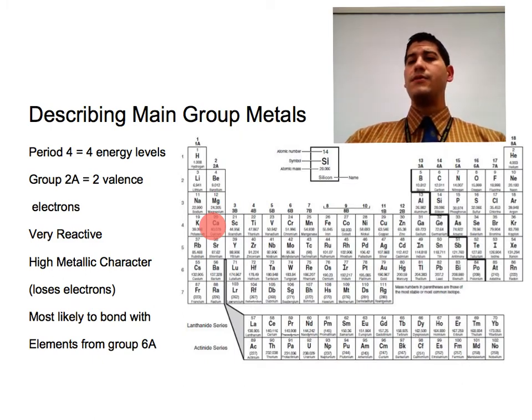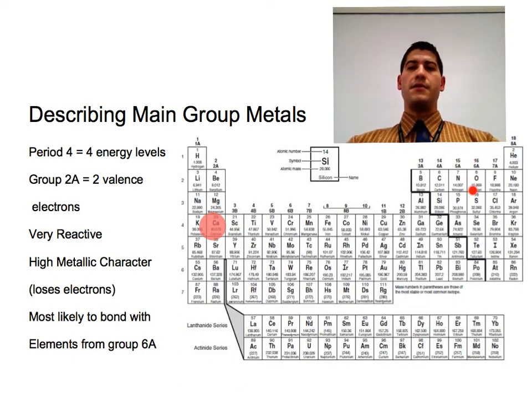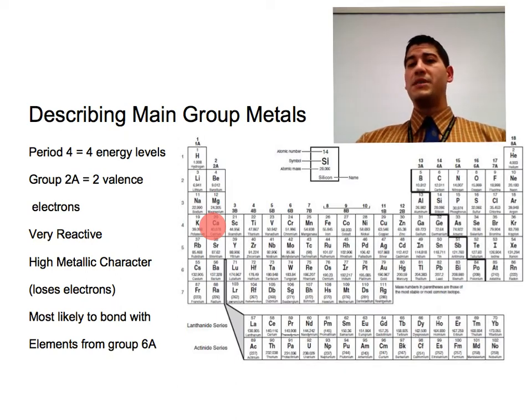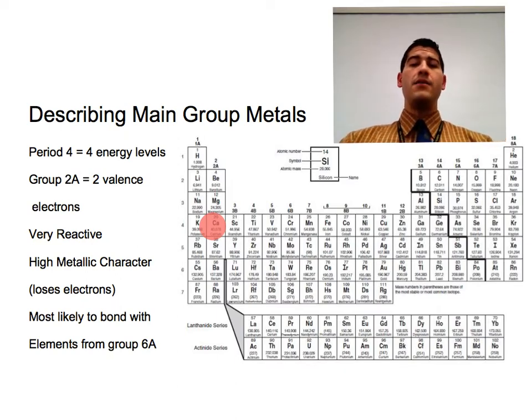Because it has 2 valence electrons, calcium is most likely to form a chemical bond with nonmetals from group 6A, like oxygen and sulfur, by giving them its 2 valence electrons. When it does, it becomes a positive ion with a net charge of +2, and the atom in group 6A becomes a negative ion with a net charge of -2. Opposites attract, and an ionic bond is formed.